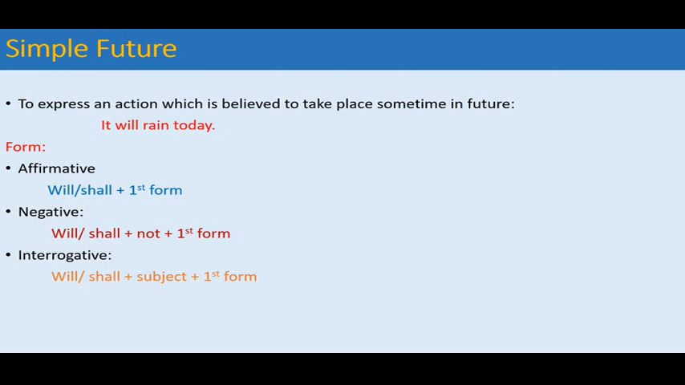In the affirmative sentences, we use will or shall plus the first form of the verb. For example, it will rain today. And its negative will be formed: it will not rain today. And the interrogative will be formed like: will it rain today?